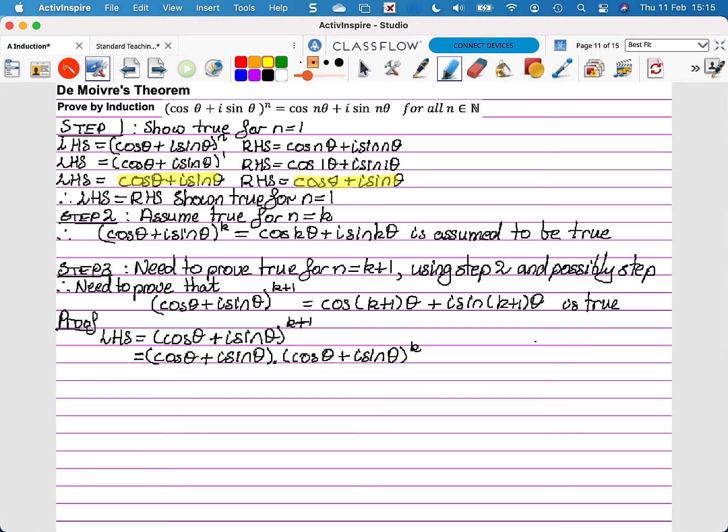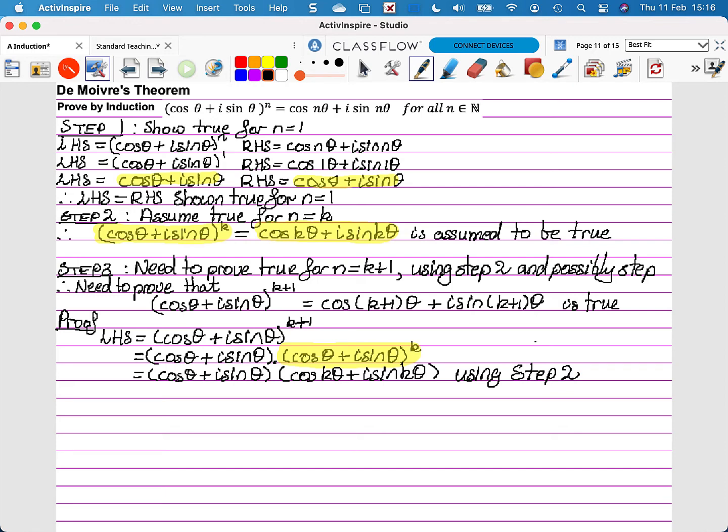At this stage, you should spot that by breaking down the power, you have now got the left-hand side of your assumption in step 2. And that left-hand side, because of this assumption, can be replaced by this expression here. So we can now go to the next line, which is (cos theta + i sin theta) times (cos k theta + i sin k theta), because we are using our assumption from step 2.